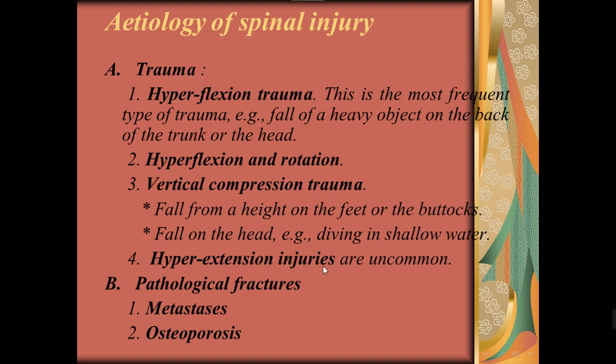The last type is hyperextension injuries, which are uncommon because you know that when we want to protect ourselves, we do flexion of our body towards the anterior, not to the posterior. So hyperextension injuries, yes, sometimes happen, but they are uncommon. The other cause for spinal injuries is pathological fractures, including metastatic tumors or osteoporosis.